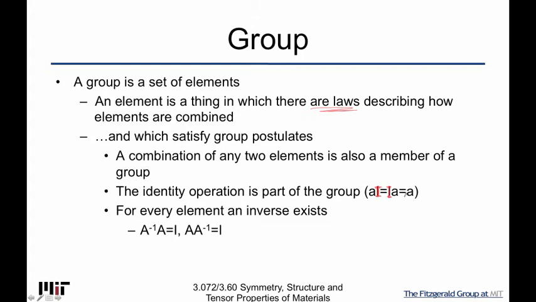It doesn't actually transform it into anything, right? So you have to have an identity operation, and then also for every element there's an inverse, which means that if I have element A, there exists some inverse such that when I operate with the inverse on A, I get the identity element, and of course the opposite. If A operates on its inverse, it gives you the identity element.